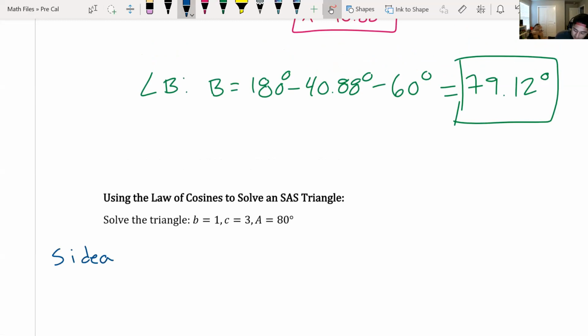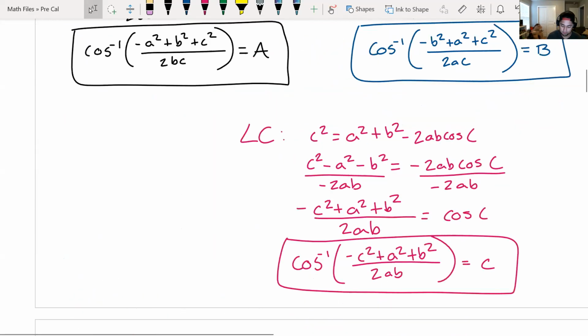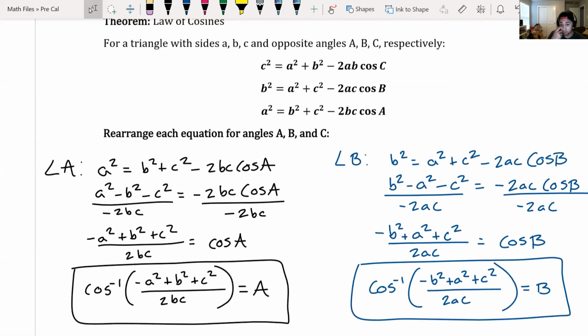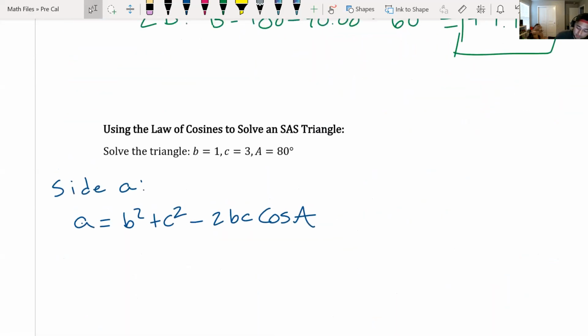Side A. And we have that A squared is B squared plus C squared minus 2BC cosine A. Let me just verify. A squared is B squared plus C squared minus 2BC cosine A. Got it. Okay, well, we have all that information. Plug it in.